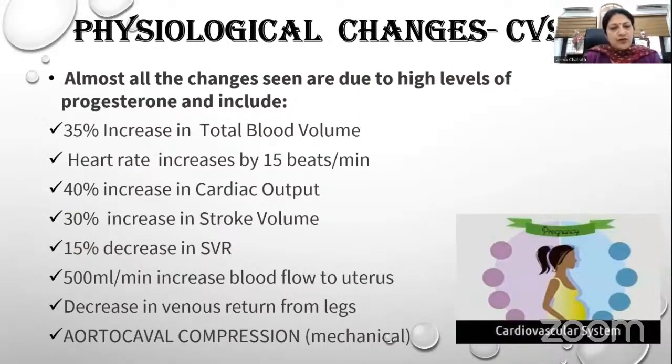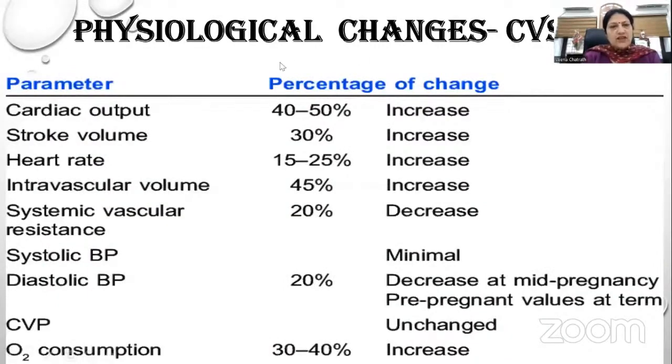There is increased blood flow to the uterus, and in the supine position, due to aortocaval compression, there is decrease in venous return from the legs. As we see in this diagram, there is increase in the cardiac output, stroke volume is increased, heart rate also increases by 15 to 25%, intravascular volume is increased, and there is 20% decrease in the systemic vascular resistance. There is minimal change in the systolic blood pressure, whereas diastolic blood pressure decreases by 20%, and the decrease is at the mid-pregnancy.